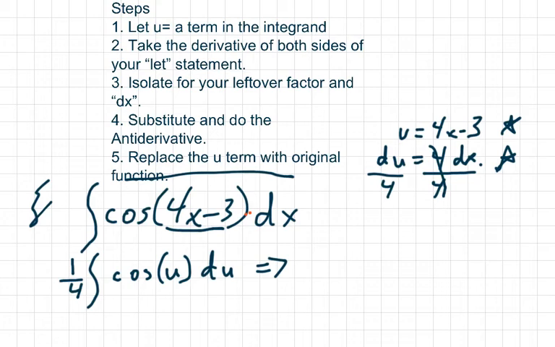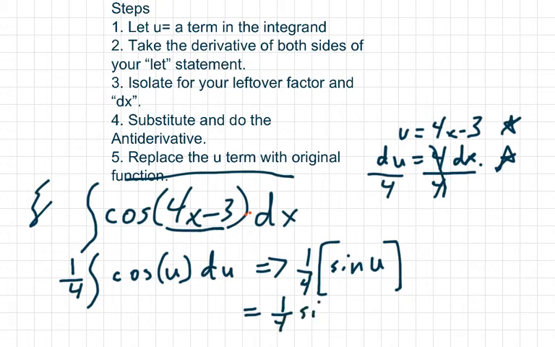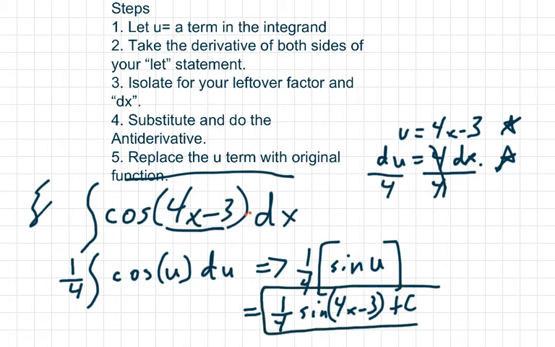The antiderivative of cos is sine of u, like so. I will put the u back in place there now. 1/4 sine of 4x minus 3, and of course plus a constant. And there it is. So following our steps, that one worked pretty straightforward.